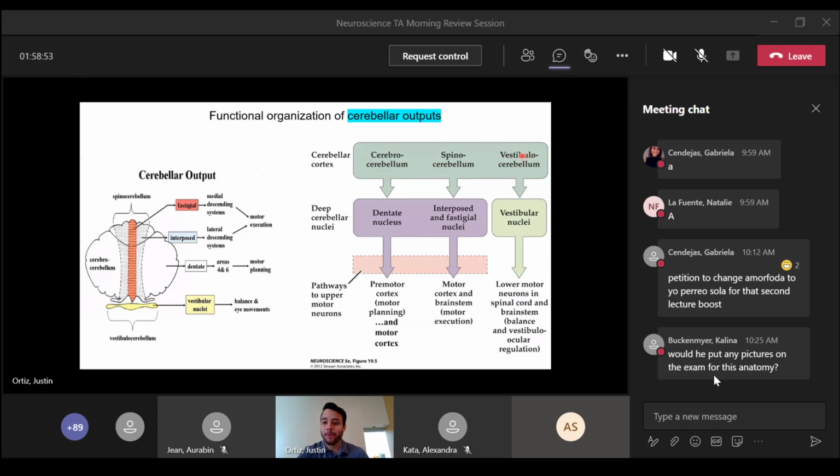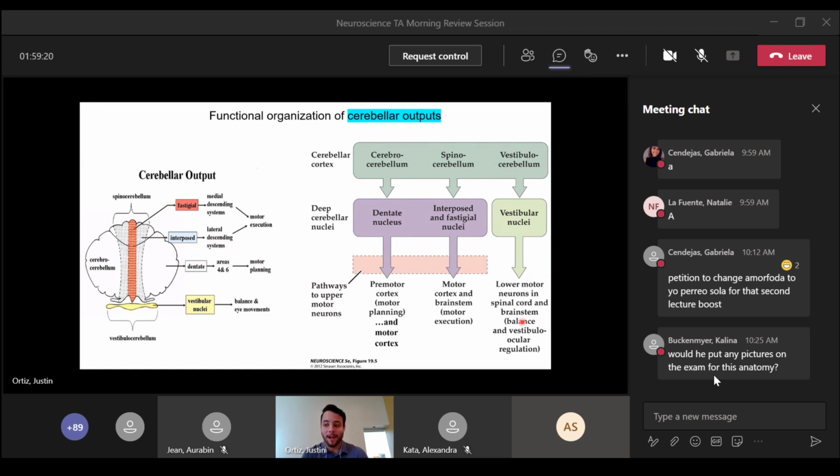And then lastly, we have our vestibular cerebellum going into our vestibular nuclei. What's important is that the vestibular nuclei are not deep cerebellar nuclei. They're not located in your cerebellum; they're actually located in your brainstem. It sends a signal down, and eventually it helps with balance and coordination.